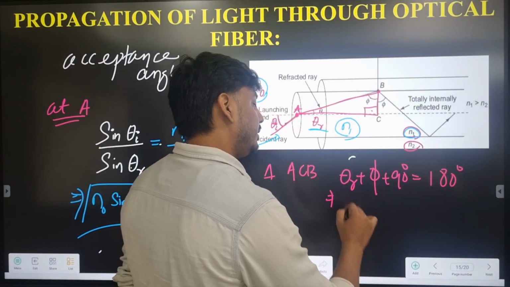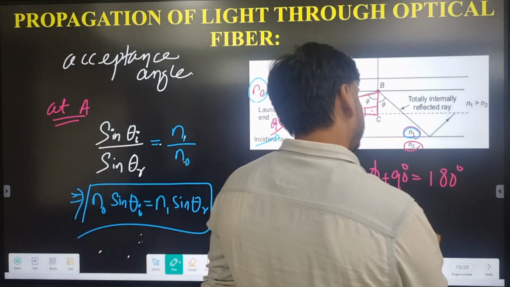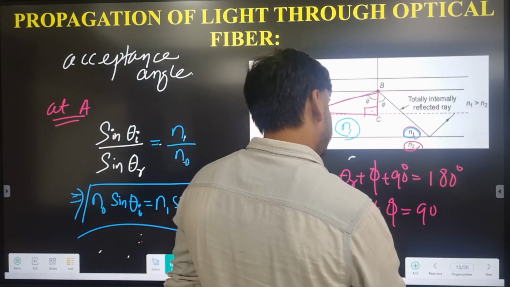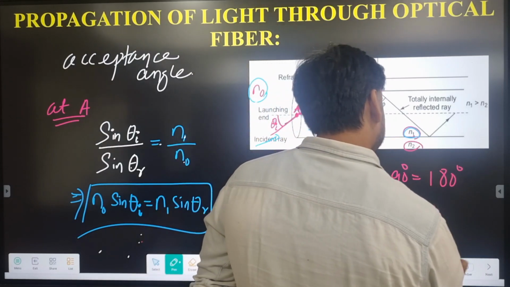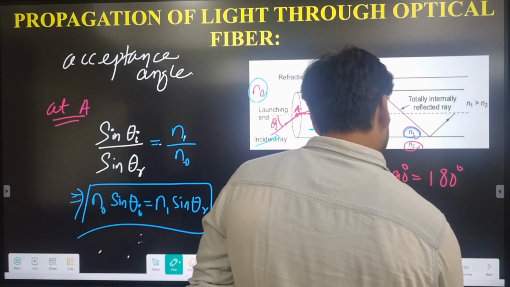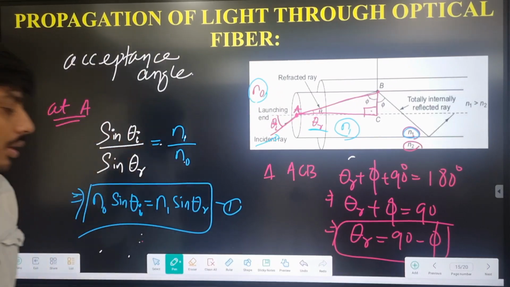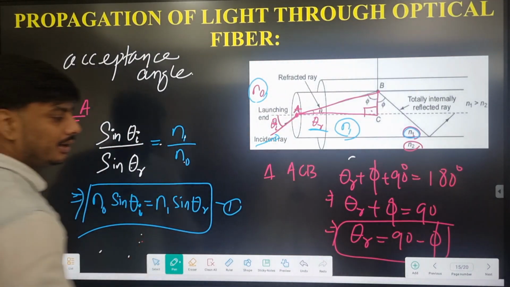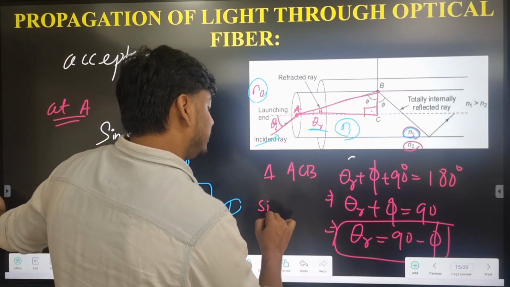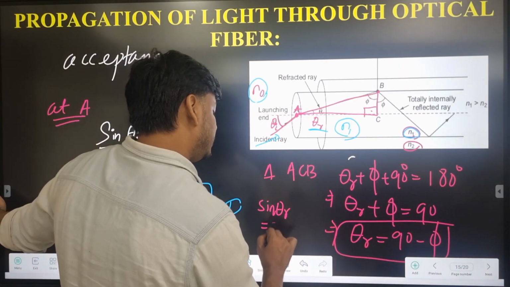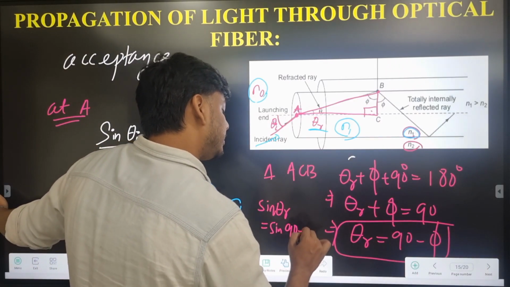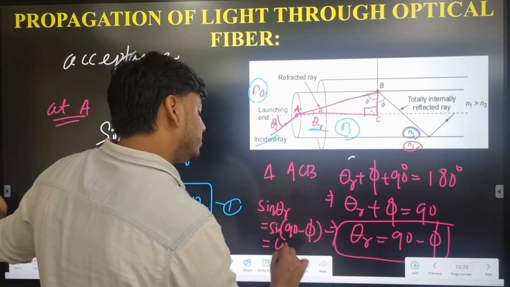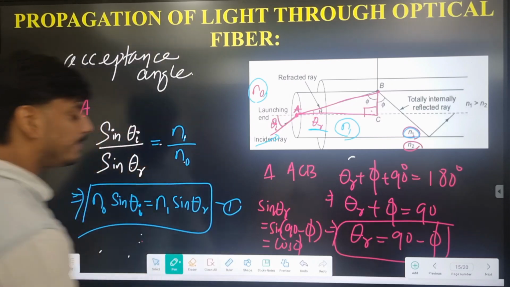So if this is 180, then theta r plus phi is equal to 90, or in place of theta r we can write 90 minus phi. Theta r equal to 90 minus phi. Here you can see we have sine theta r. So what will be sine theta r? Now sine theta r equal to sine of 90 minus phi, and sine of 90 minus theta is nothing but cos theta. So you can directly write down cos phi.